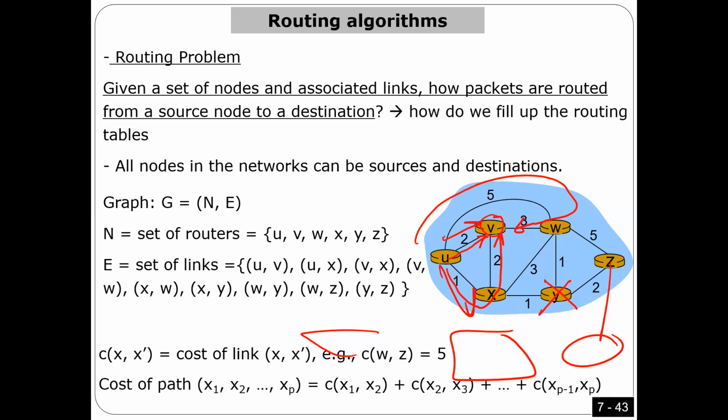Okay, how can we do that? Very simple. As you will see after I finish this part, you will understand better what I'm saying. But the idea is that every router has to share information with the other routers. And then after we receive this information, I should be able to calculate the routing tables. You get what I'm saying?